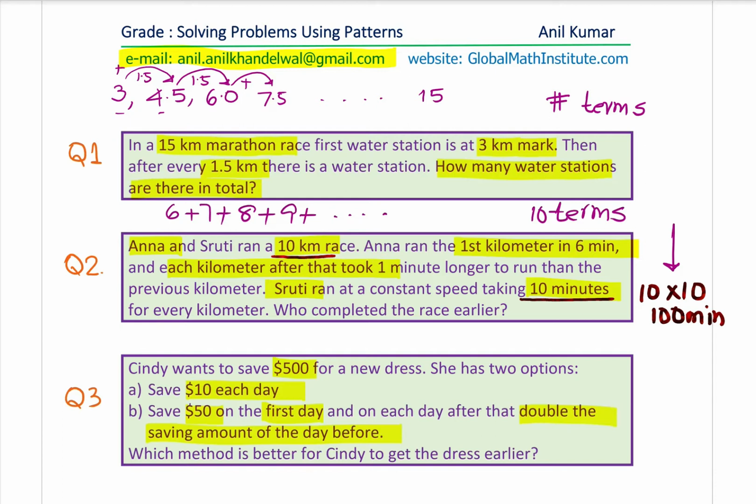Again, apply the strategy, correct? So we have a constant term of 10 each day. So $500 you want, when you divide by 10, what do you get? Right? When you're saving 10 each day, then in that case, it takes you 50 days to do it.